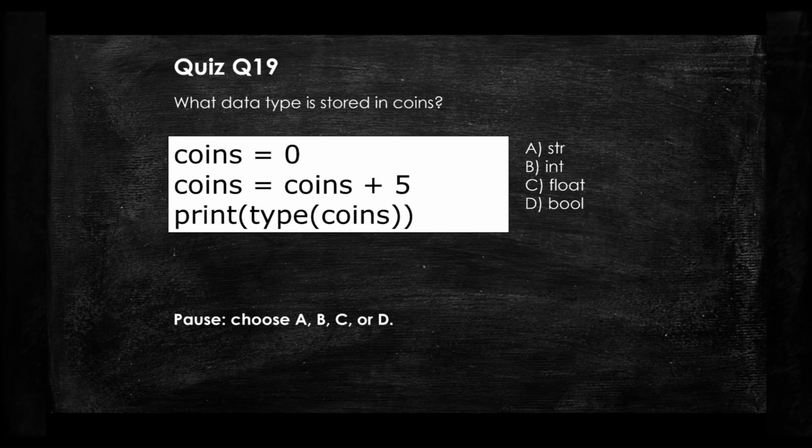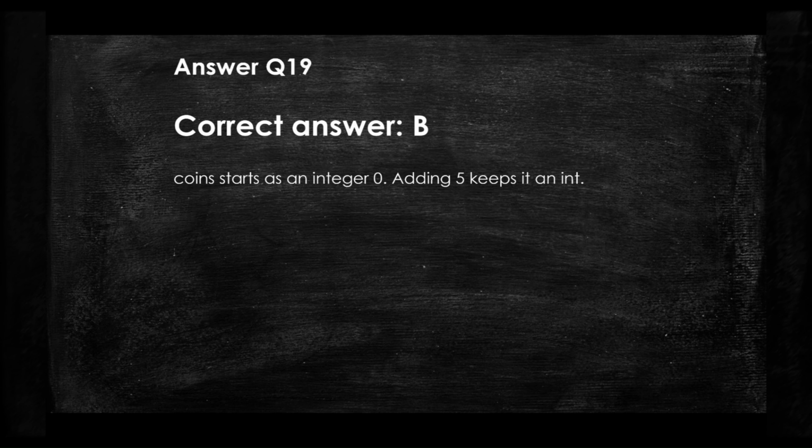Question 19. What data type is stored in coins? The correct answer is B. Coins start as an integer, 0. Adding 5 keeps it an integer, or int.